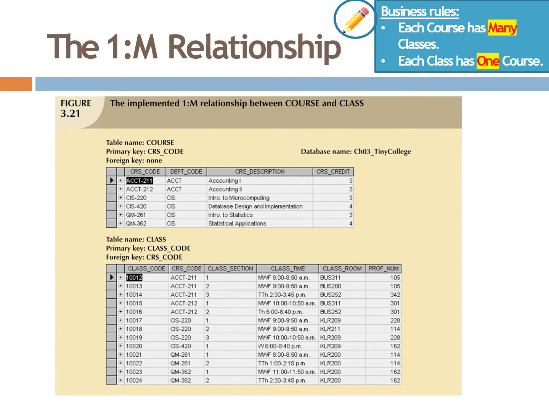Okay, this is also another example of one to many relationship. So in this case, course table and class table. So each course has many classes. Each class has one course.